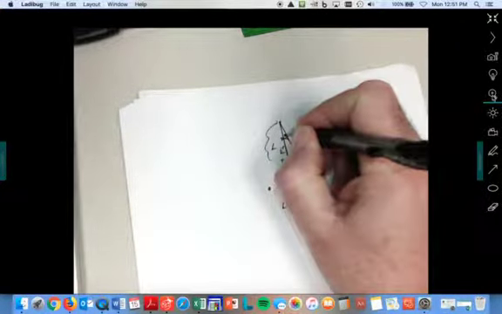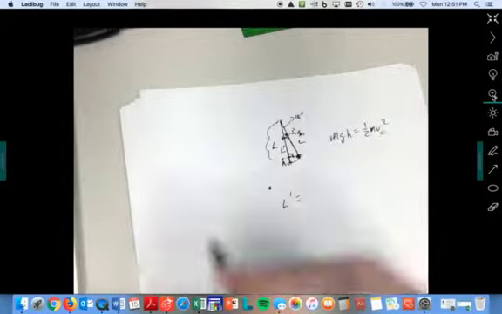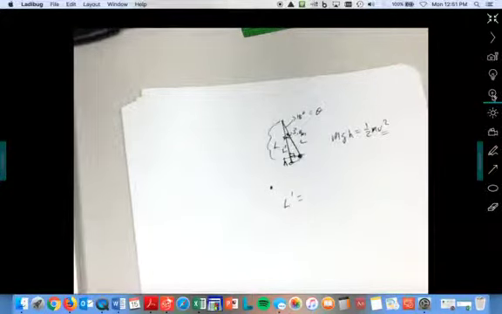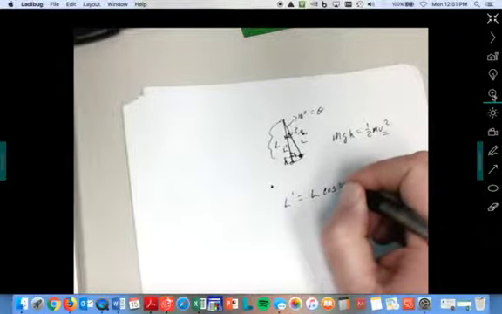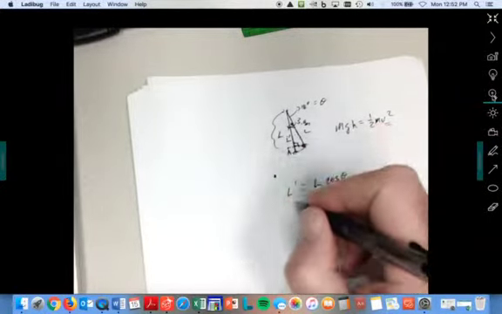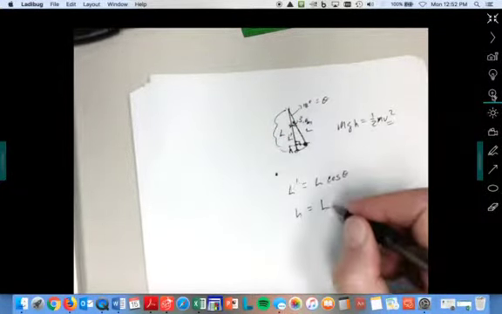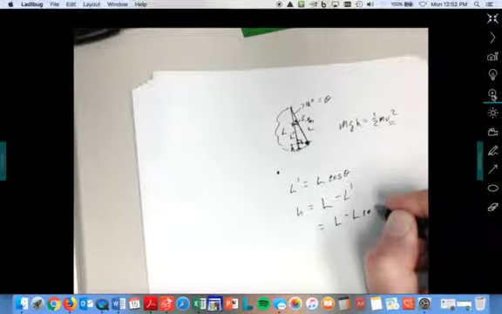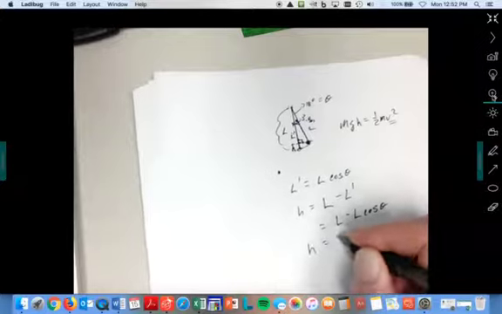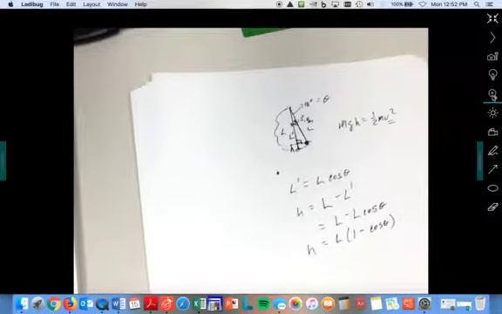Here's my angle of 18 degrees, or whatever it is. Let's just call it theta. I'm just going to set this up generally. Well, L prime is equal to big L times the cosine of theta. And h is equal to big L, because this whole thing is big L, minus L prime, which is L minus L cosine theta. So h is equal to, factor out the L's, L times (1 minus cosine theta). Okay?